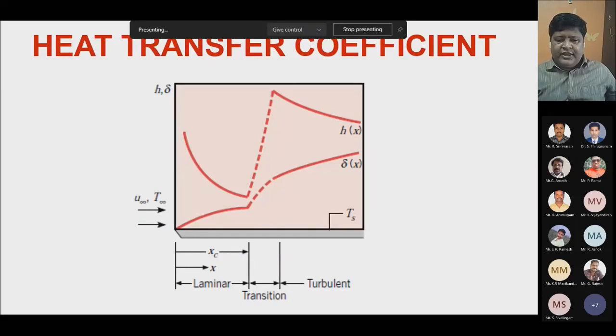Now, when I talk about the heat transfer coefficient, there is a very important graph that we have to understand. Two variables are represented here: h and delta. The variation of h and delta over the length of the geometry is shown in this diagram. On the y-axis you have h and delta, and on the x-axis you have the length. xc is called the characteristic length. So what is the characteristic length?